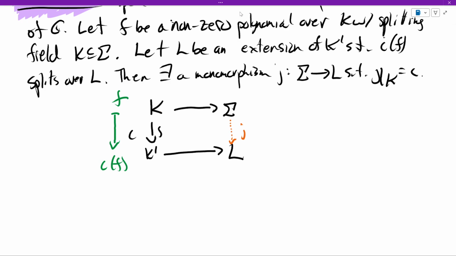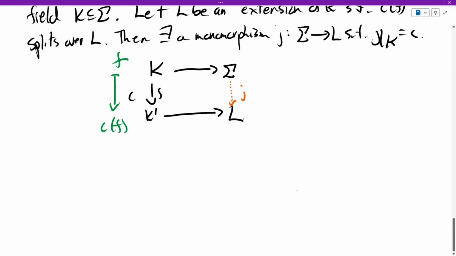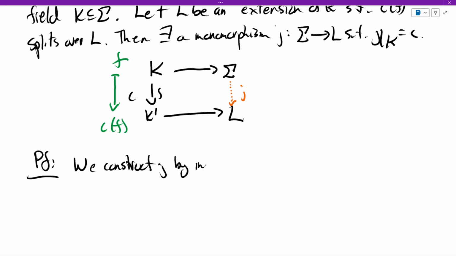All right, so let's prove this lemma. It'll be a helpful lemma. We're going to construct J by induction on the degree of f. We need to understand how to take elements of the splitting field, which is just K adjoined roots, and send them on over.